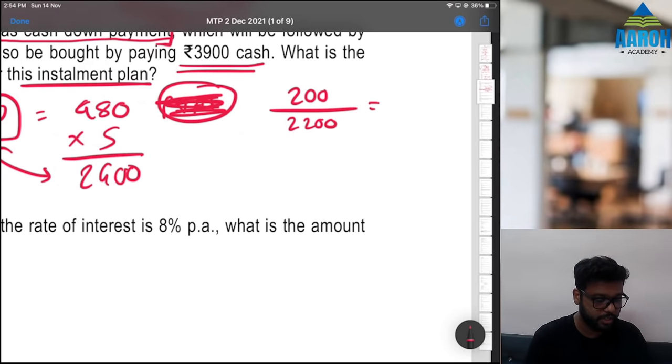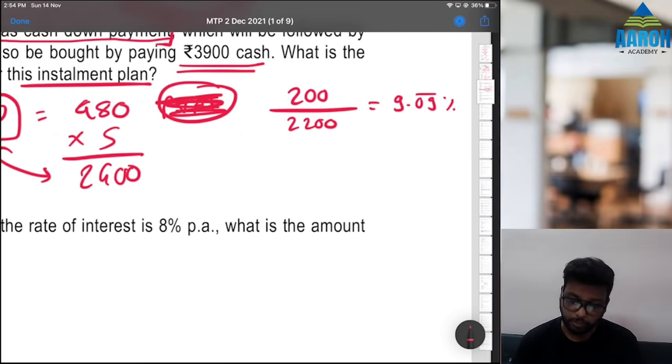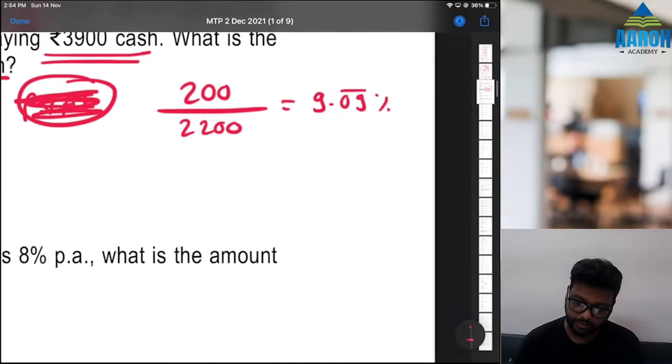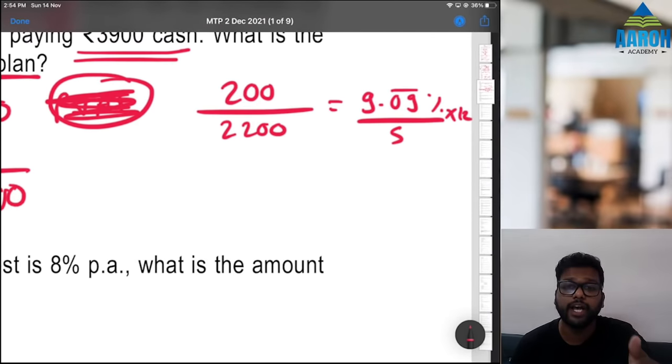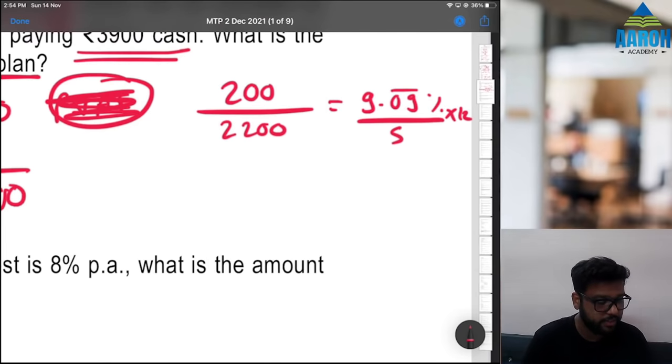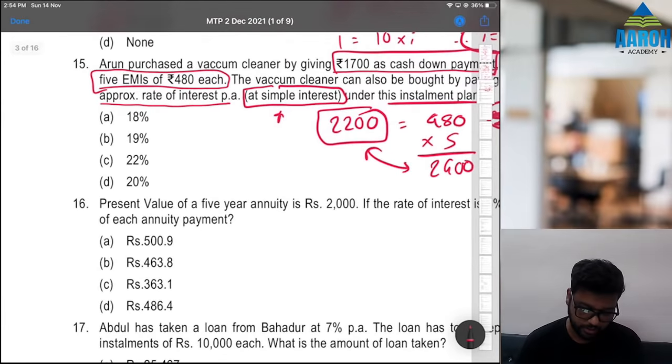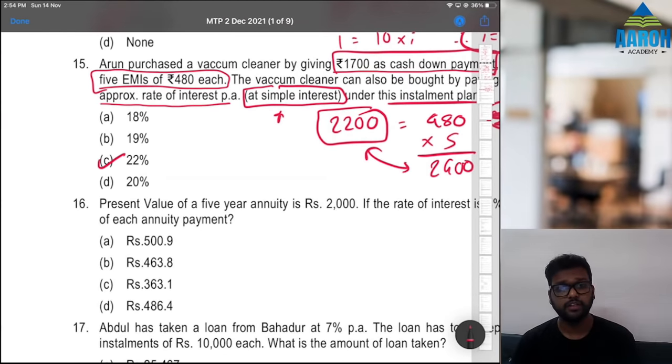200 by 2200, 9.09 recurring percent. But this is for 5 months, right? So we'll have to divide this by 5 and multiply by 12 to get the annual rate. So divide by 5 into 12. That gives us 21.81. So 22 we can take. But understand that this is not a logical question. Simple interest rate cannot be used for these situations. Compound interest rate must be used. So let's go to the next one.